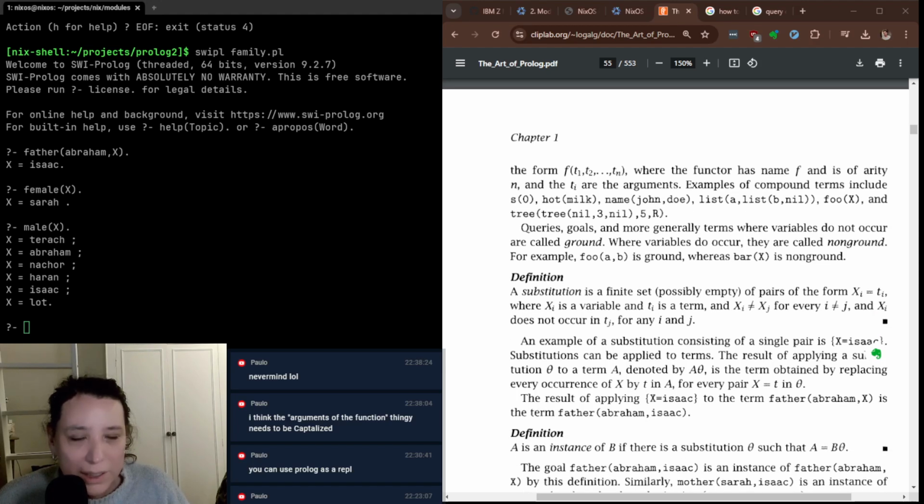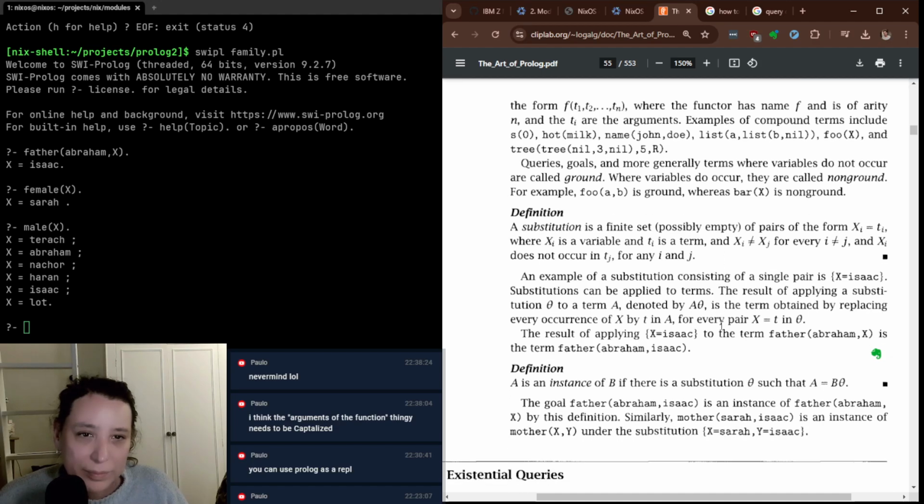Queries, goals, and more generally terms where variables do not occur are called ground. Where variables do occur, they are called non-ground. For example, foo(a, b) is ground, whereas bar(X) is non-ground, because all these are symbols, or whatever you call them. They're like atoms. So they're lowercase, and that's why they said all of those have to be lowercase, but uppercase are variables. So this is non-ground.